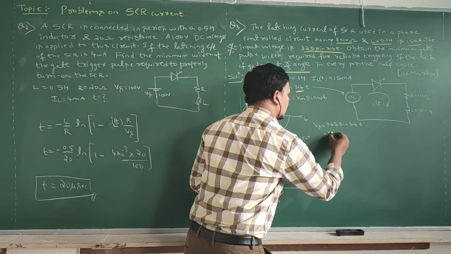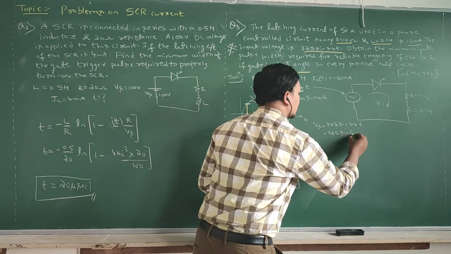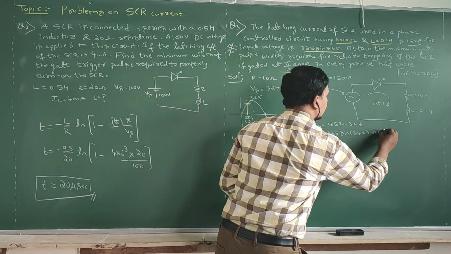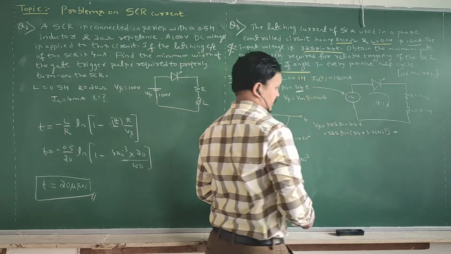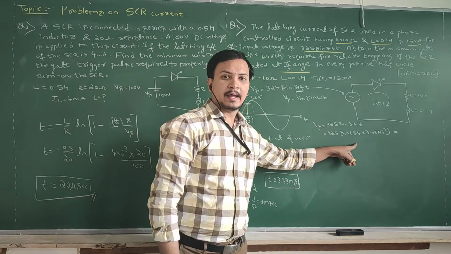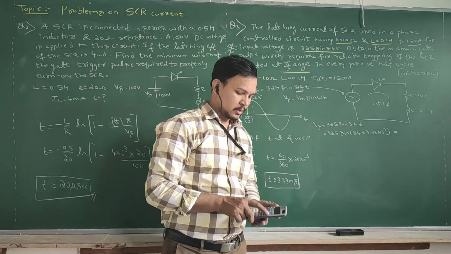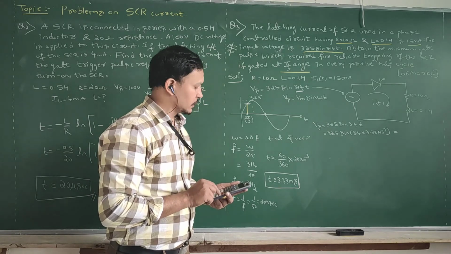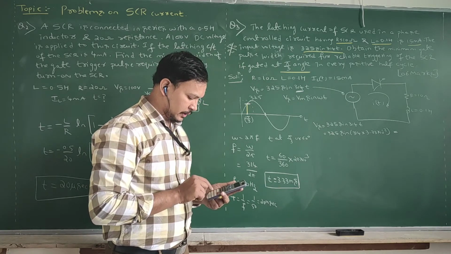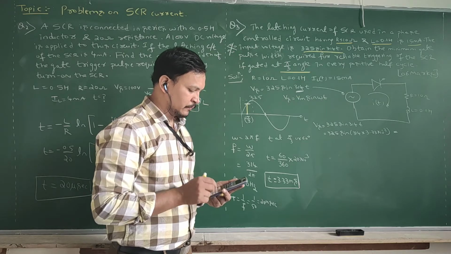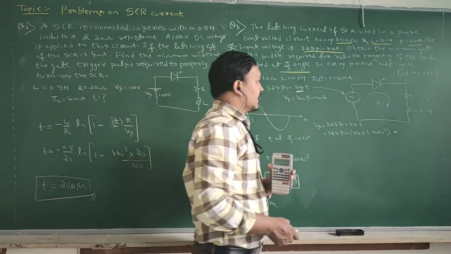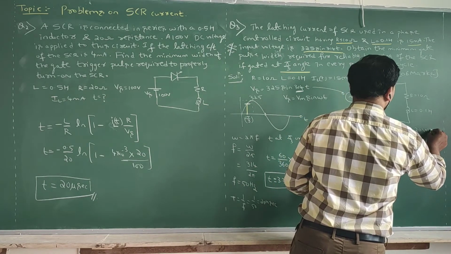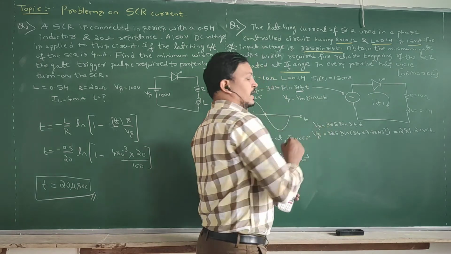So therefore 325 into sin 314 into what is the time we got? 3.33 milliseconds. Okay, you calculate this. Now keep the calculator in radian mode because omega is in radian. By keeping the calculator in radian mode, we can get 325 into sin 314 into 3.33 exponential minus 3. So we are getting 281.20 volts. So this is what Vs value.